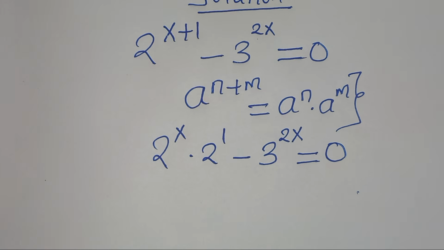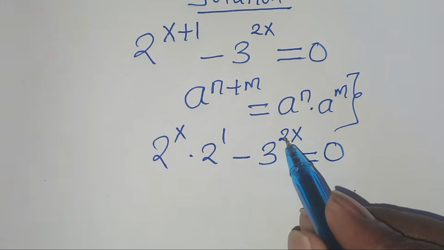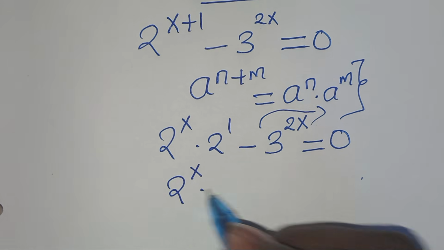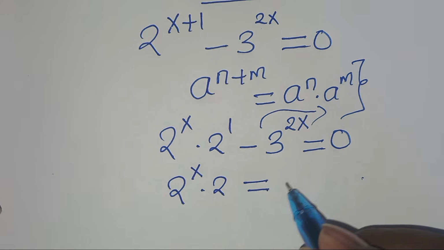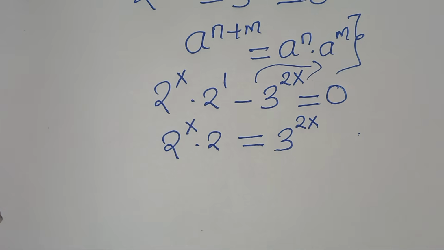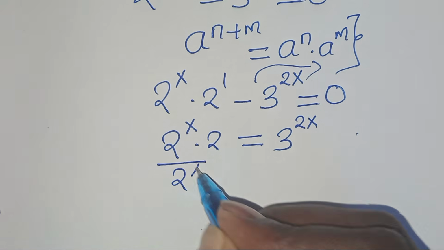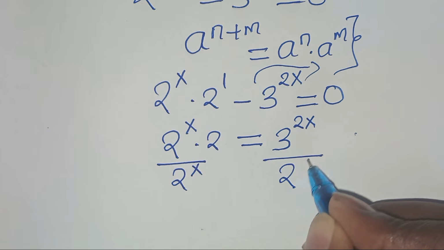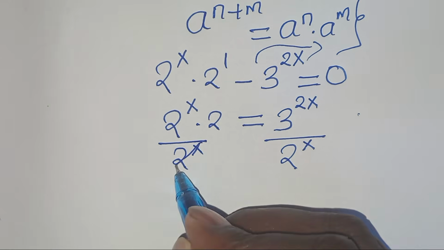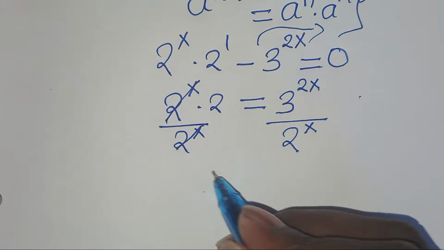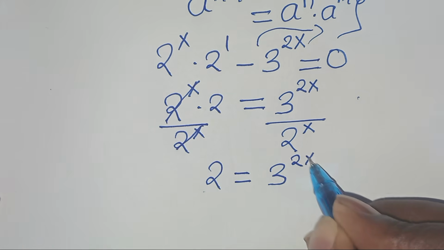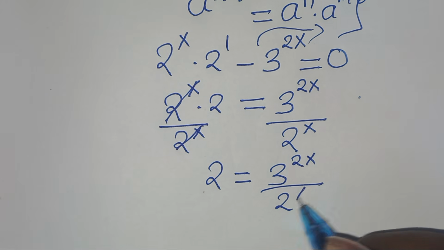Now, the next step from here, let's take minus 3 to the power of 2x to the right hand side. So this means we have 2 raised to the power of x times 2. This is equal to 3 raised to the power of 2x. The next step is to divide on both sides by 2 to the power of x. So let's simplify here. We simplify 2 to the power of x, so that now we have 2. This is equal to 3 raised to the power of 2x divided by 2 raised to the power of x.